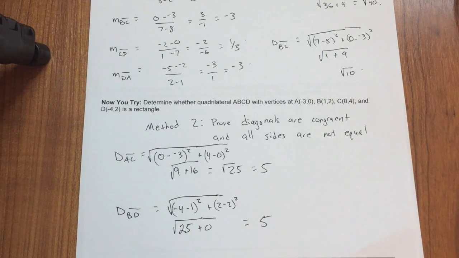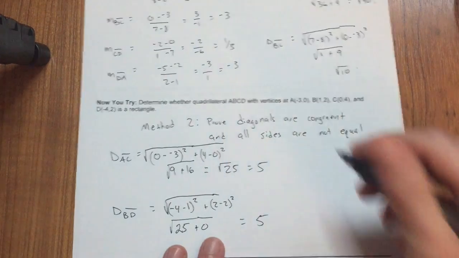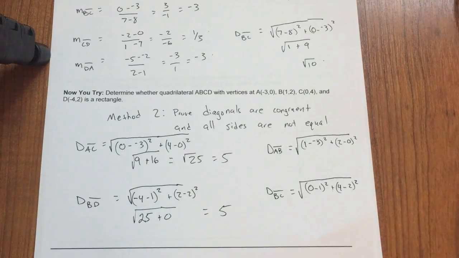Next up, we have to show that all sides are not equal. We're going to use a similar method to what we used above by showing side AB, comparing to side BC. And let's see if they are equal in length. This is our distance formulas for AB and BC. So to calculate the distance or the length of that line segment, we are simplified from here.